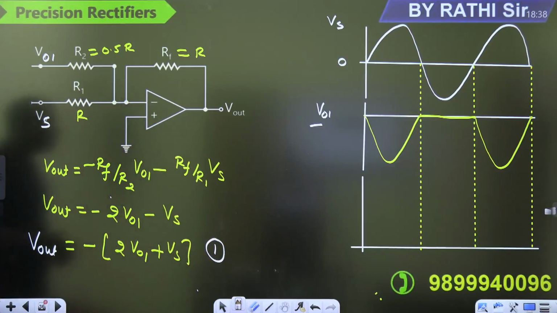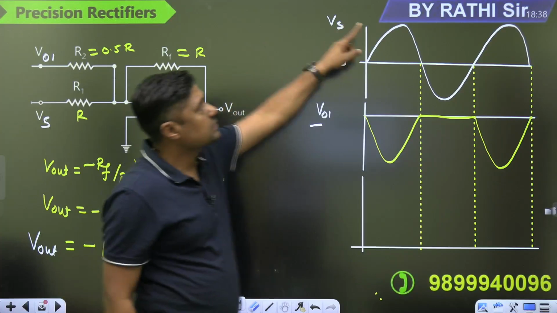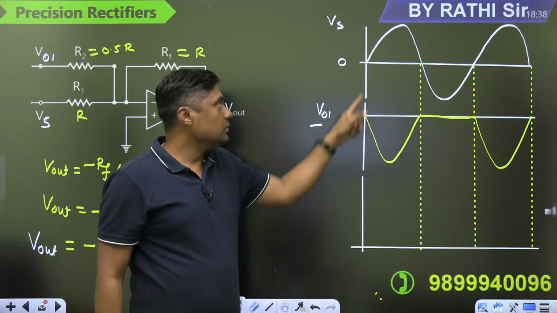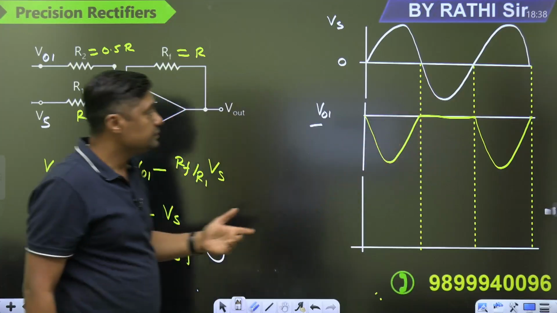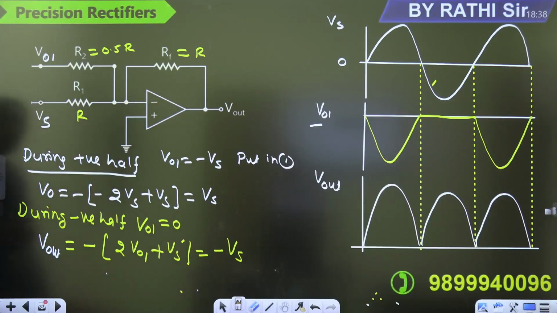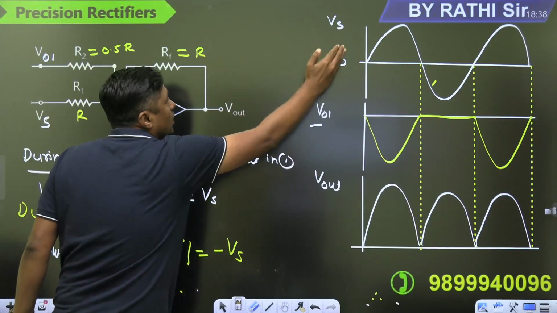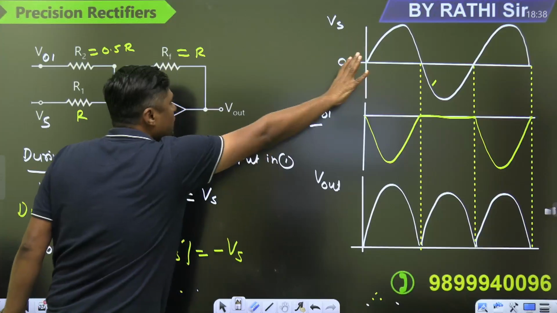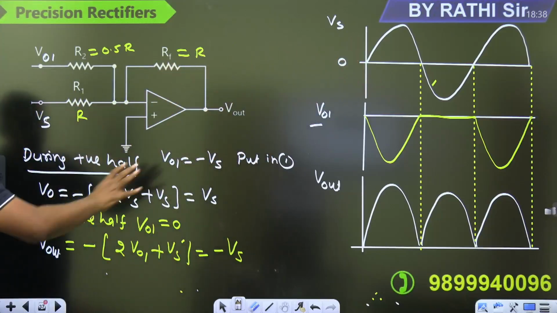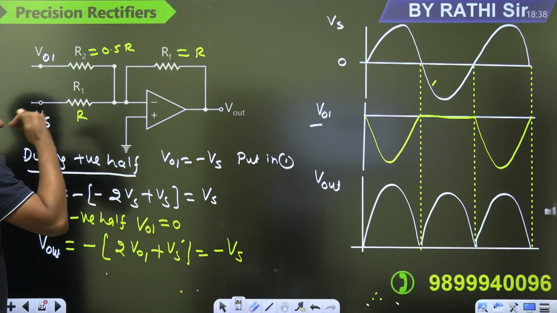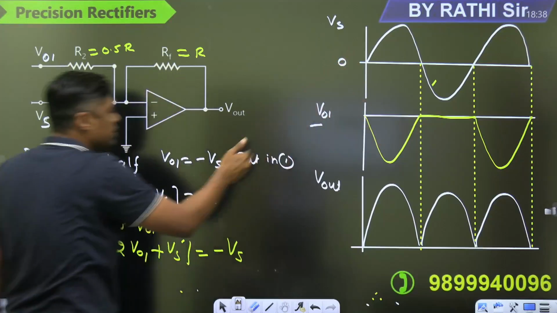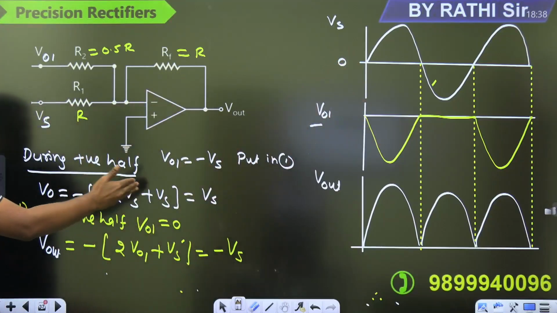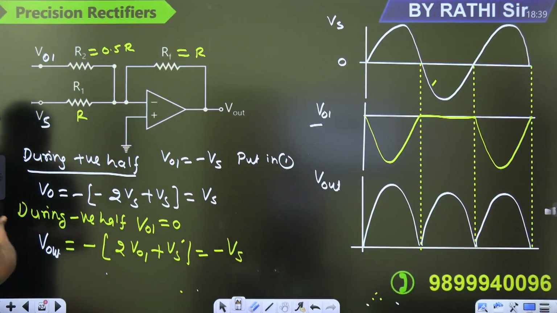Now you have this is the Vs, this is the V01. Positive will become negative and negative it is 0. Then finally watch these two things. What is the input? Input will remain the same, Vs. But during the positive half, what is the V01? It is not Vs, it is minus Vs. To put in this equation, when I am putting in the summer, it will become minus 2Vs plus Vs.